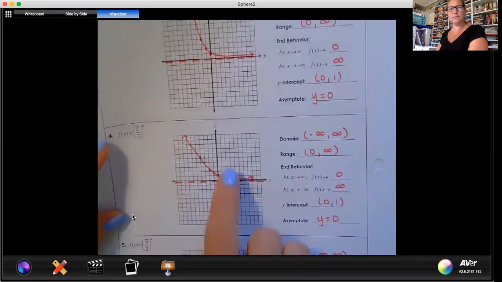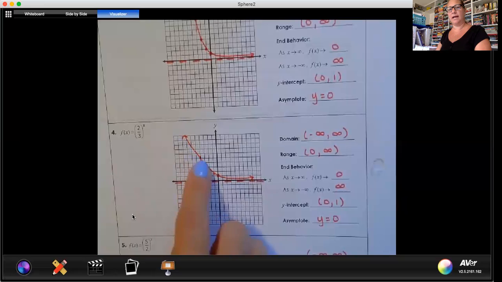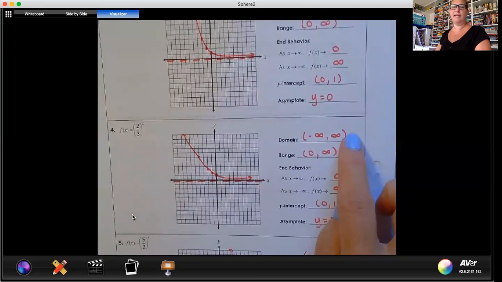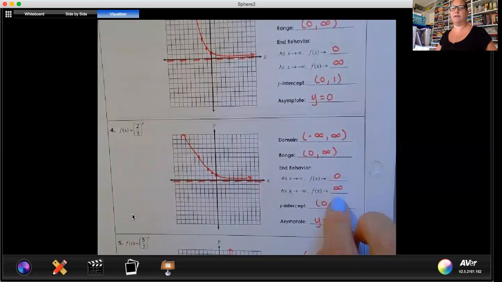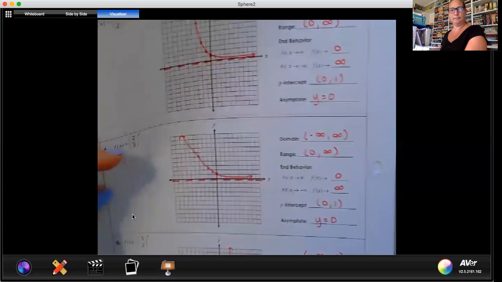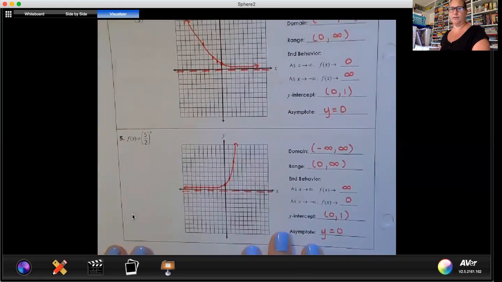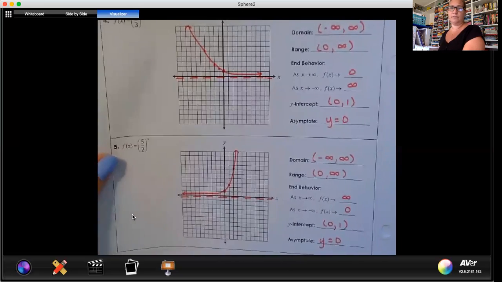Number 4, notice it's also a decay, but it's a little bit flatter. That's because of your value in parentheses. So your domain, negative infinity to infinity, range 0 to infinity. As x approaches infinity, f of x approaches 0. As x approaches negative infinity, f of x approaches infinity. Y-intercept 0, 1, and asymptote y equals 0. Back to a growth function for number 5, domain negative infinity to infinity, range 0 to infinity. As x approaches infinity, f of x approaches infinity. As x approaches negative infinity, f of x approaches 0, y-intercept 0, 1, and asymptote y equals 0.